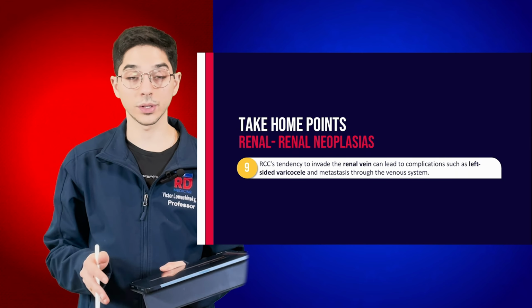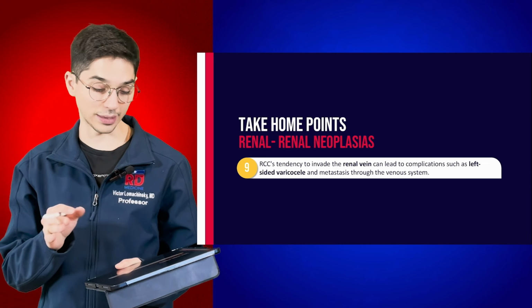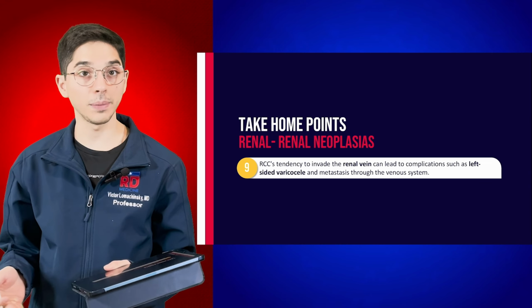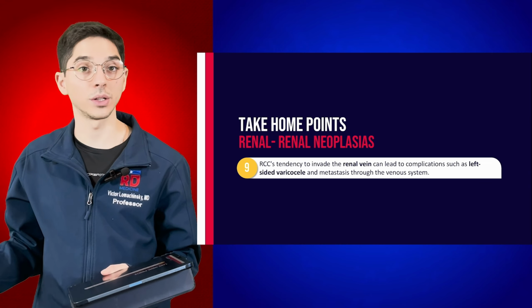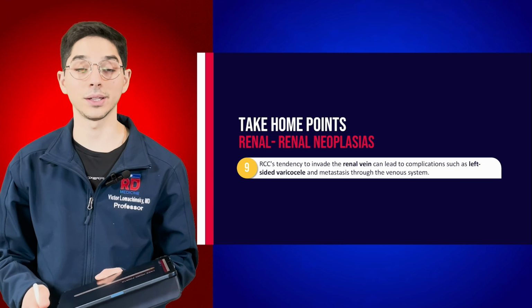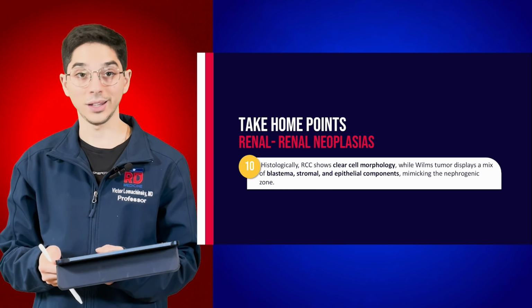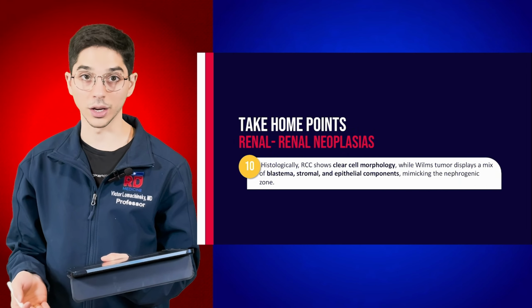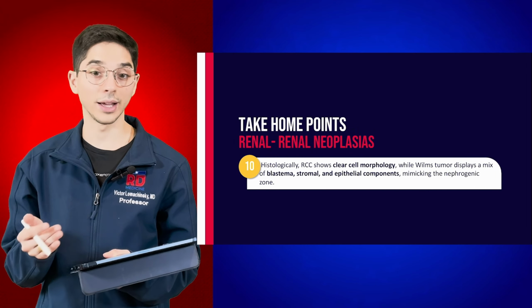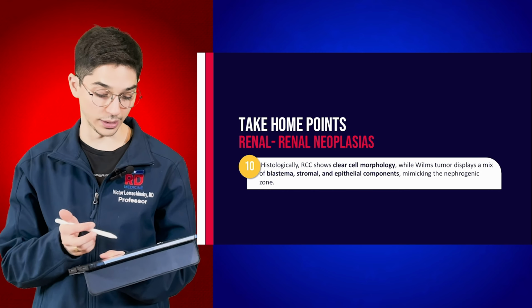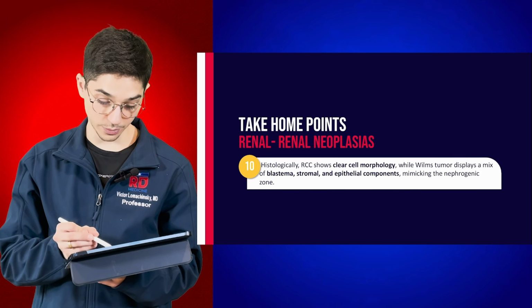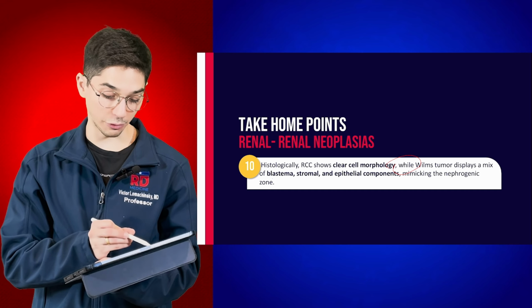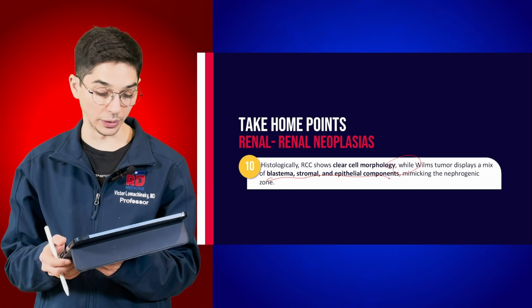Just remember, renal cell carcinomas tend to invade that renal vein, and it can lead to complications such as left-sided varicocele. That's in the left side because of those anatomical correlations. Histologically, the renal cell carcinoma has a clear cell morphology, right? It's also called clear cell cancer for that reason. While Wilms tumor is going to have a mix of blastema, stromal, and epithelial components.